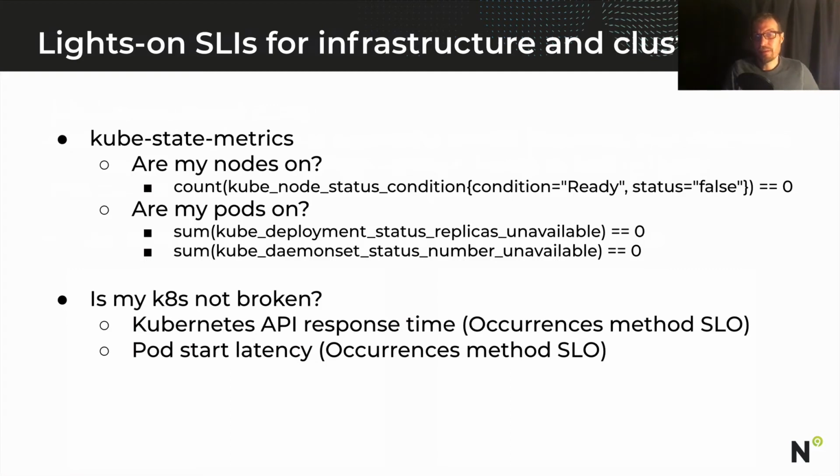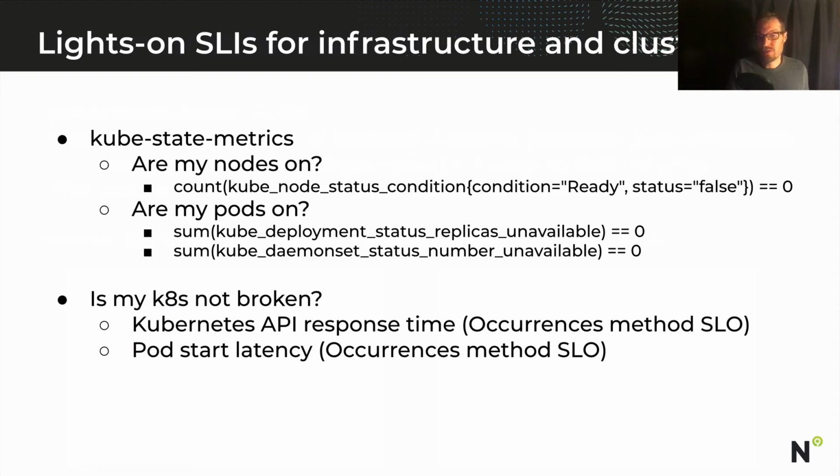Next, let's talk about lights-on monitoring. Lights-on monitoring for infrastructure and clusters is definitely doable. If you're in Kubernetes, you have kube state metrics. You can come up with some basic stuff. This is just the most basic stuff out of the gate. Are my nodes on? Here's example PromQL.